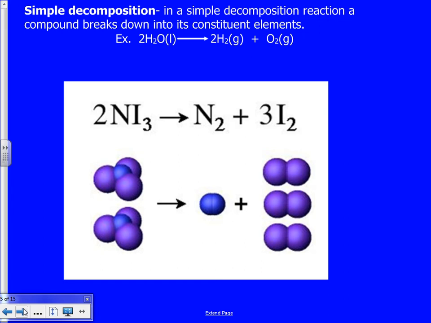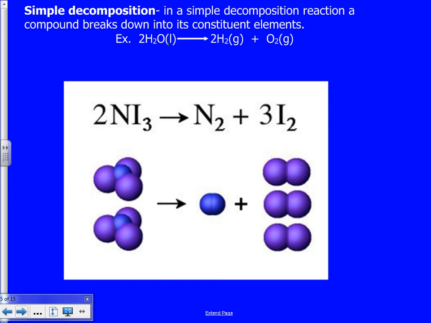So in our first reaction here, this is how they produce rocket fuel. They do the electrolysis of water. They run a large electric current through water, and that separates it into hydrogen gas and oxygen gas. So we've got water as a liquid going into hydrogen gas and oxygen gas.